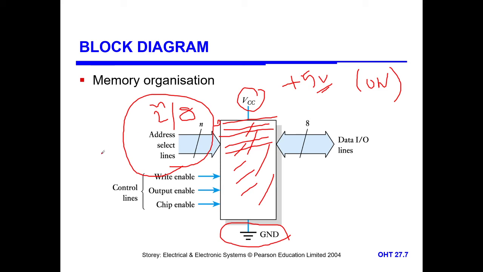So these are the control lines. If you wanted to write some data into this memory, this has to be active high. This is write enable, this is read enable, we can also call. If you wanted to read the data from that, we have the output enable. Chip enable, that means to make the memory device ready, we have to go for the chip enable.